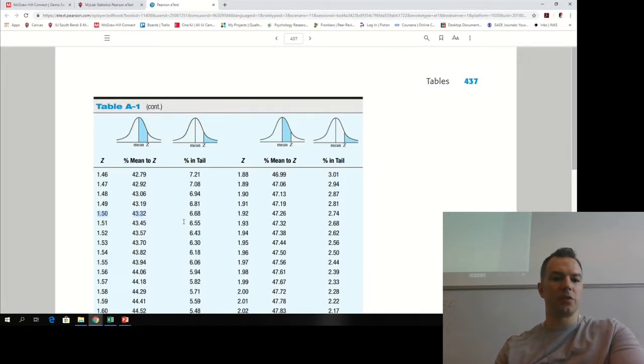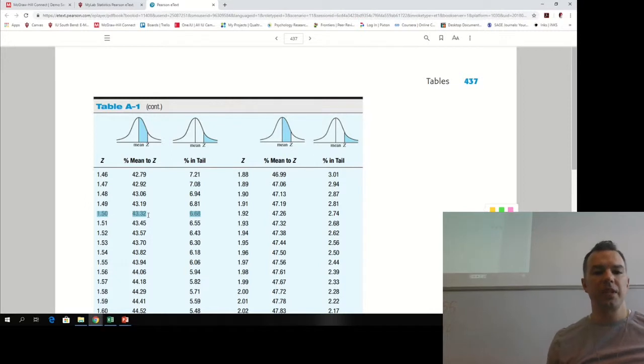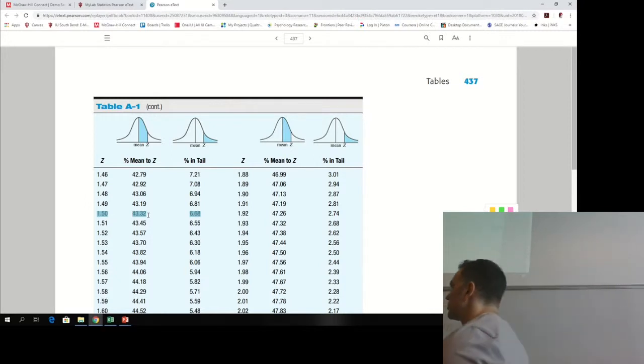And then we ask ourselves, which one of these two numbers is the correct one? Well, this column matches the picture that we drew. So that area is 43.32%. So this section right here is actually 43.32%. All right, so our picture helped us look at the right area. For the entire percentile, we now have to add in that 50%.